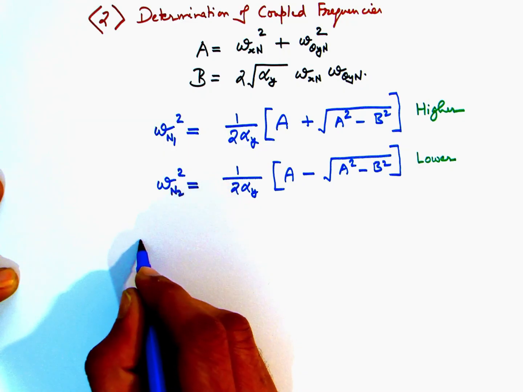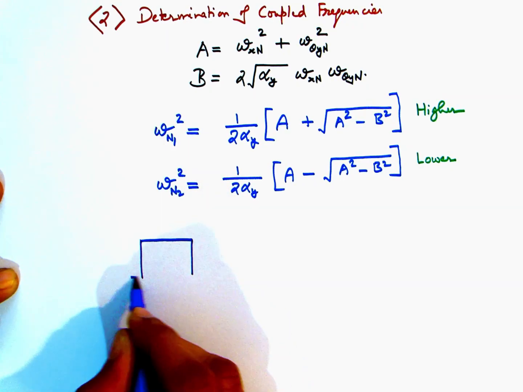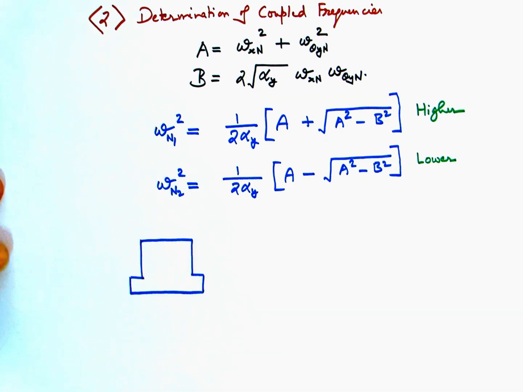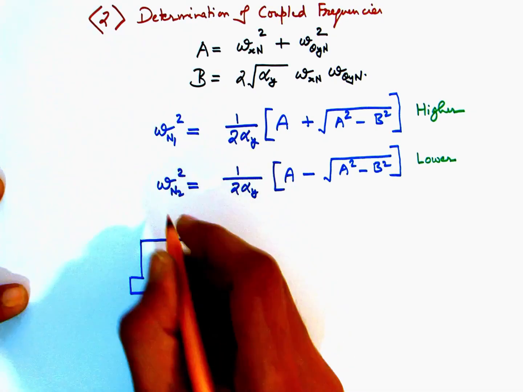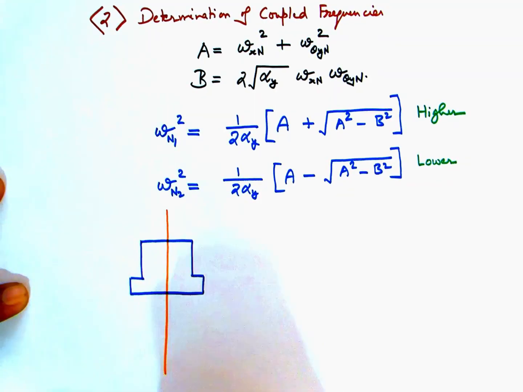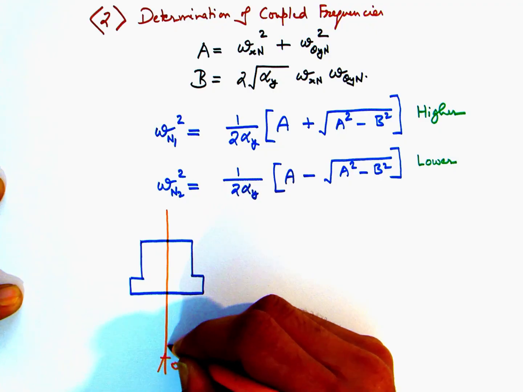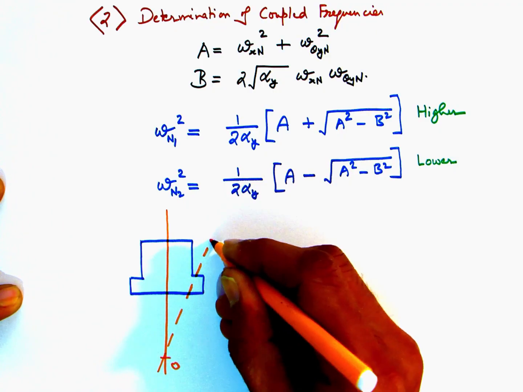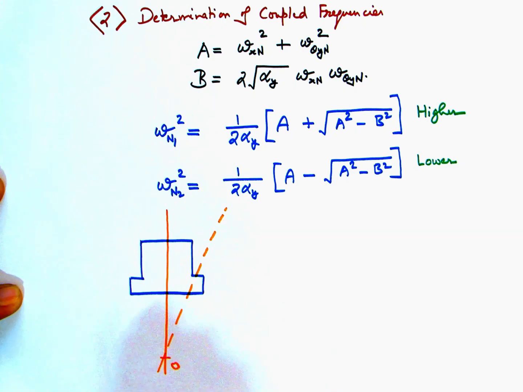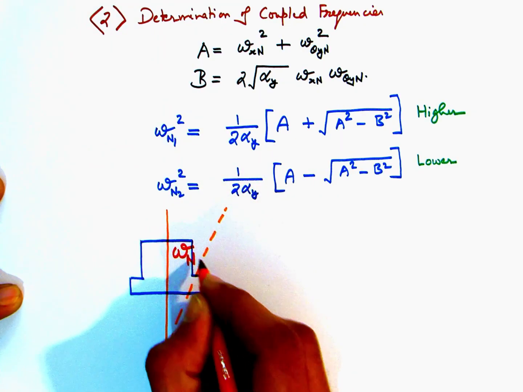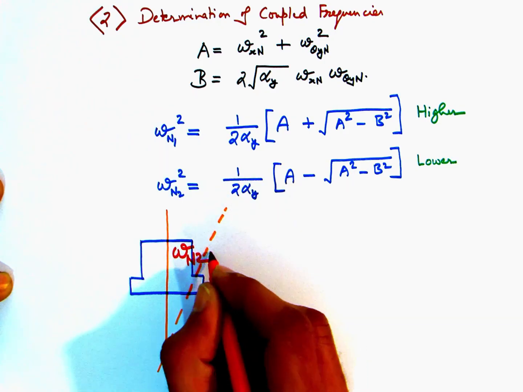Now there are two coupled frequencies. This is because there are two modes of vibrations. In one case, it is as though the coupled vibrations are represented in terms of rotation of the entire system about a point located below the foundation block as shown here. So for this, the angular frequency is omega n2, the lower one.